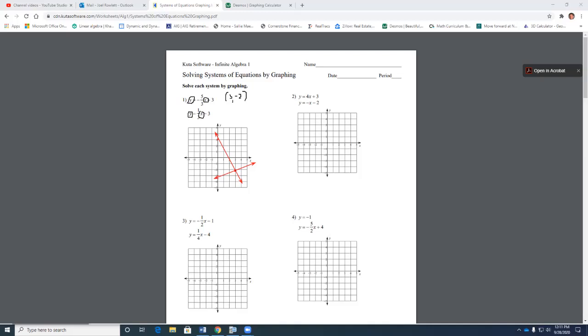Now let's go to number 2. On number 2, I've got a line of slope 4, intercept 3, so it will pass through here. And it's going to be a line of slope 4. So let's see. That means it would go through here. I know it would hit those 2 points, so let me graph this line. There's the first line.